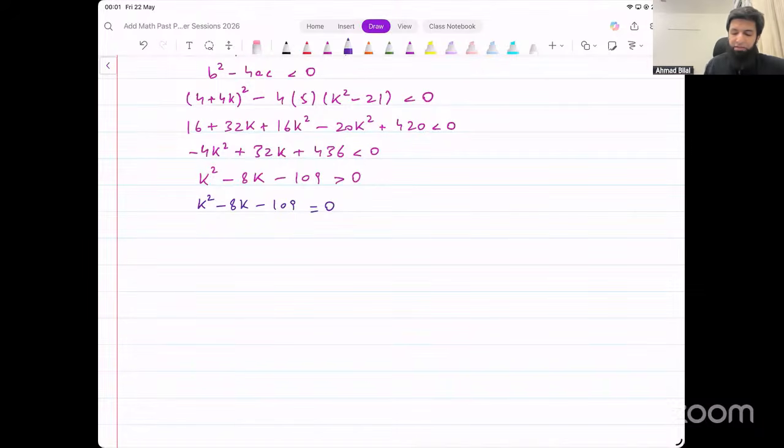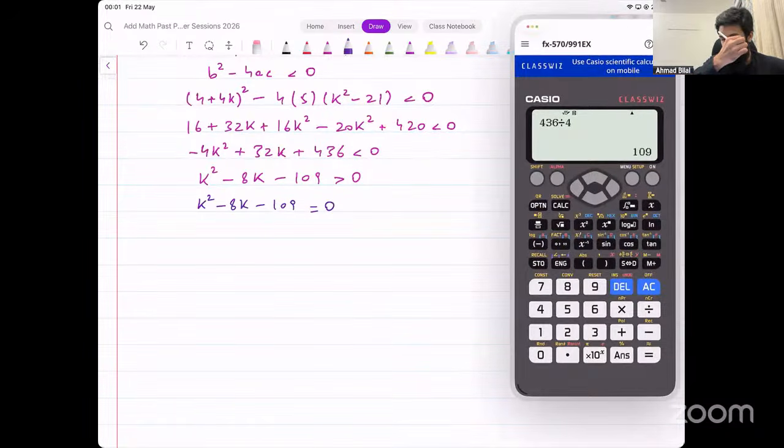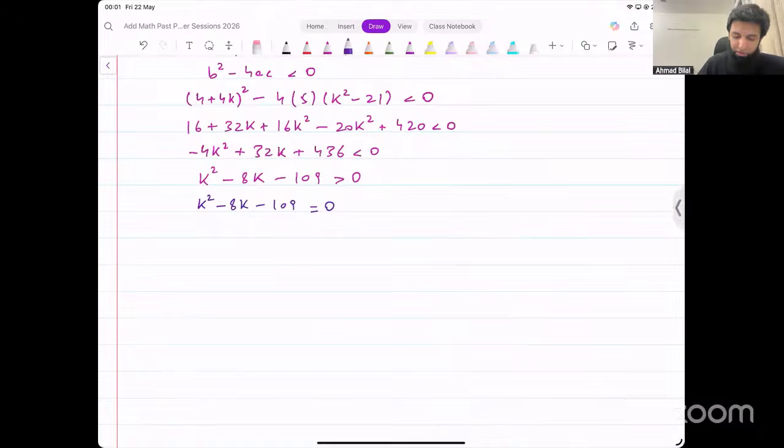Can we factorize this? If you can't, just put this in the quadratic formula. Let me just think about whether we can factorize this or not. Adding, we should be getting 8, and multiplying, we should be getting 109. Okay, let's just try random numbers. Maybe 17 and 9. That's a big number. Okay, 15 and 7, that's 105. So it's not going to work. 16, that'll be an even number, so we can't factorize this.